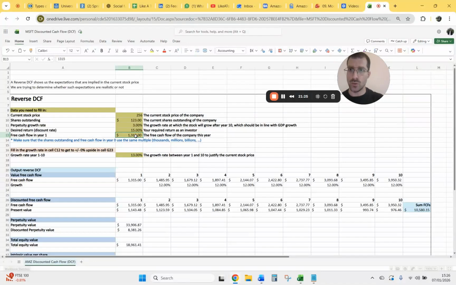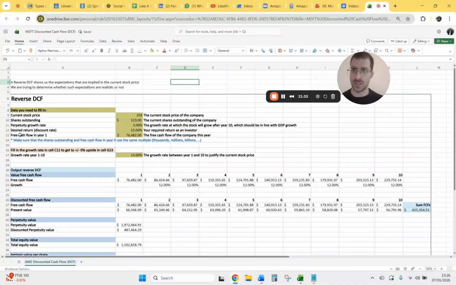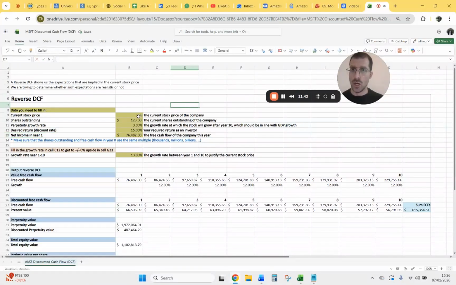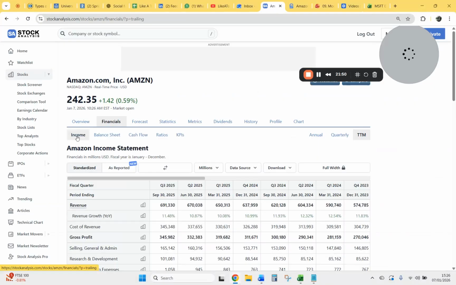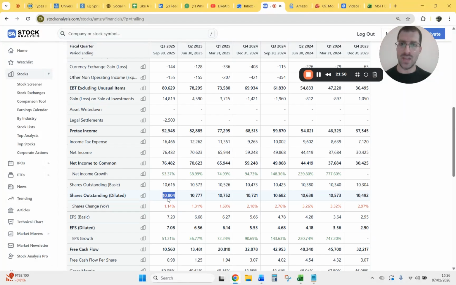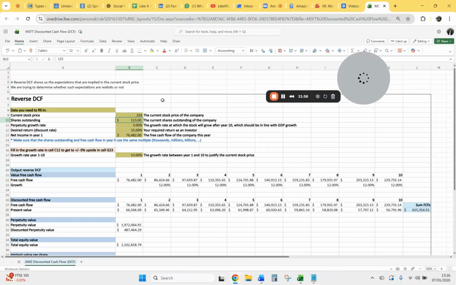So the free cash flow in year one, in this case, we are using what? We are using net income. So it's going to be about 76 billion. So instead of free cash flow, you can have net income. Okay, make sure you just change that net income in year one. All right, and now we want to see the number of shares outstanding. That is also important. So if I go here to the income statement, and if I go here to shares diluted, you can see we have about 10 billion. So that is the number we will be putting right here.